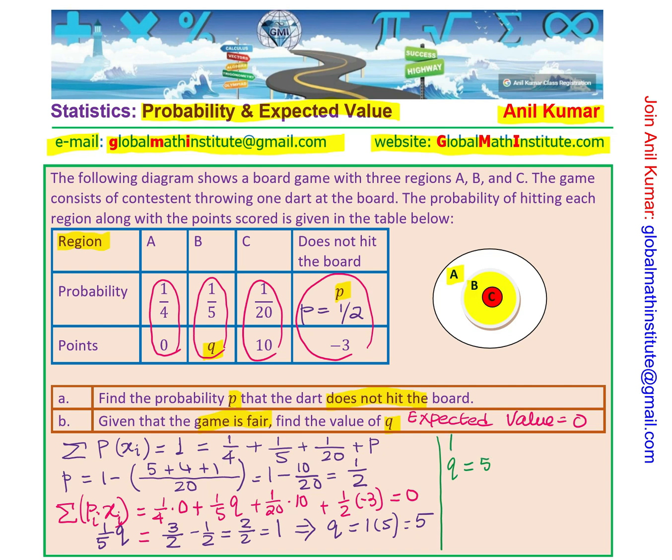And earlier, we found that the probability of not hitting the board is half. So I hope that helps you to understand a very simple example, but a very important example to relate expected value in a given situation and do the backward calculation of finding points, and earlier to find the probability itself.